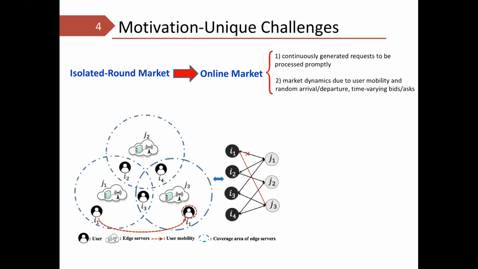Existing works focus on isolated single-round markets, making them simple and easy to implement. But in practice, the decision must be made in real time for two reasons. First, continuously generated requests need to be processed promptly. Second, user mobility, random arrival and departure, and time-varying resource supplies and demands may lead to market dynamics.